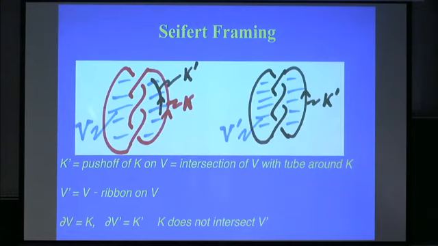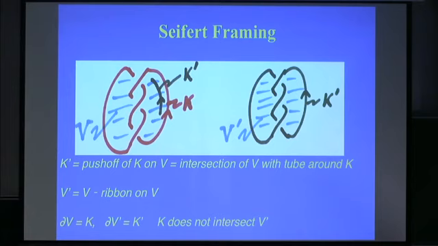Okay, so here I've got the trefoil knot, and the blue thing is the Seifert surface, V. Now, if I take a push off of K on the Seifert surface, I get this companion, K prime. These two, K and K prime, cobound a ribbon. So that's the ribbon going around the red one. So that's the Seifert framing. K prime is the framing of K. And the boundary of V is equal to K.